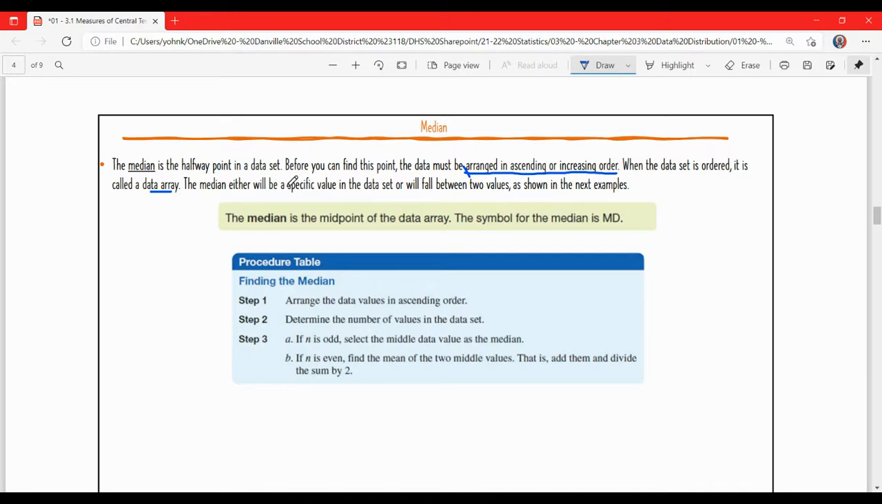And the median will either be a specific value in the data set or will fall between two values, like we're going to see. The median symbol is MD. And the procedure for finding the median, step 1, put the values in ascending order. Step 2, determine how many values are in the data set. And then step 3, depending on if it's odd or even, it's either going to be the middle data value or you're going to have to find the average of the two data values.